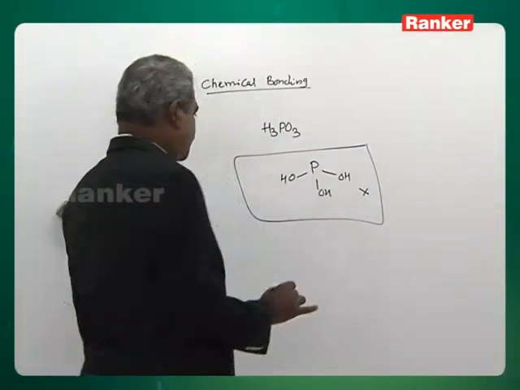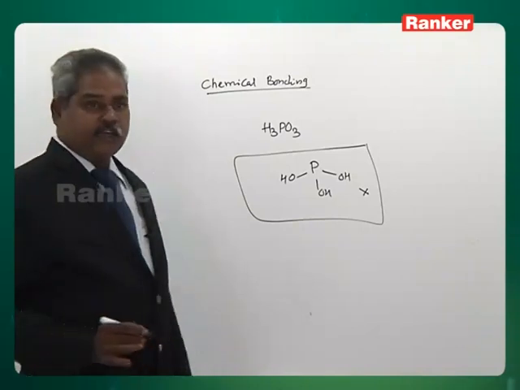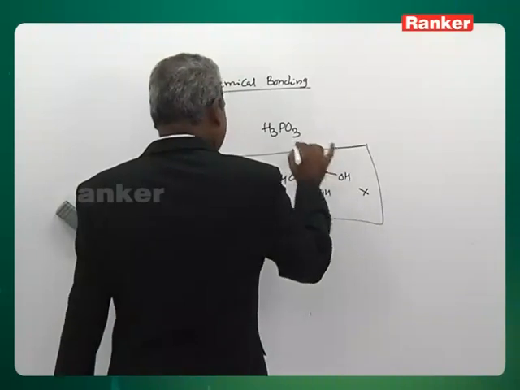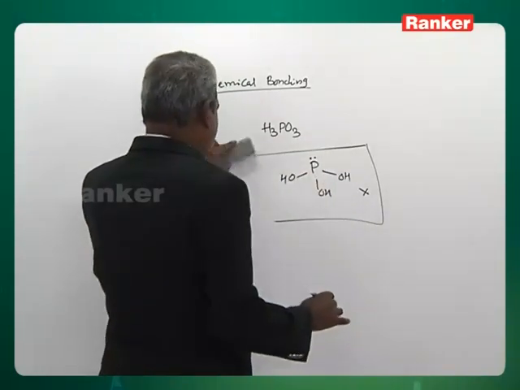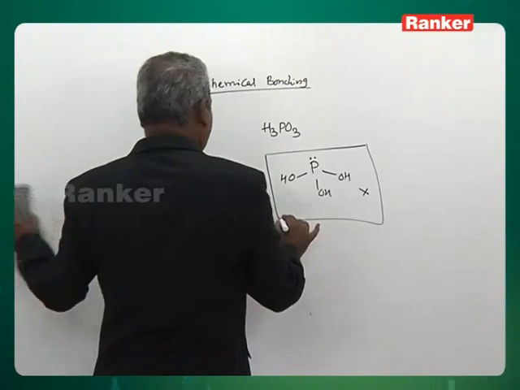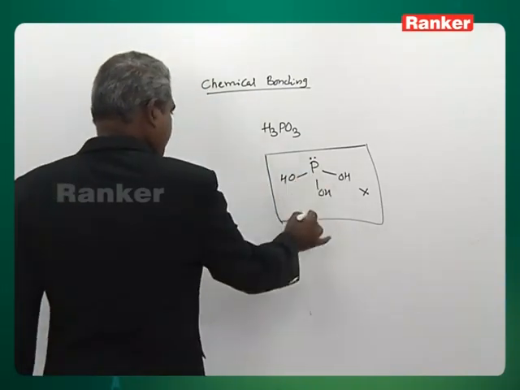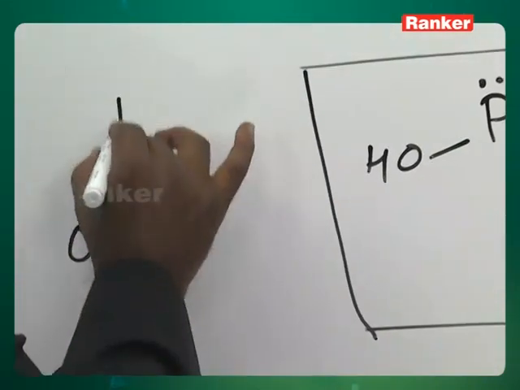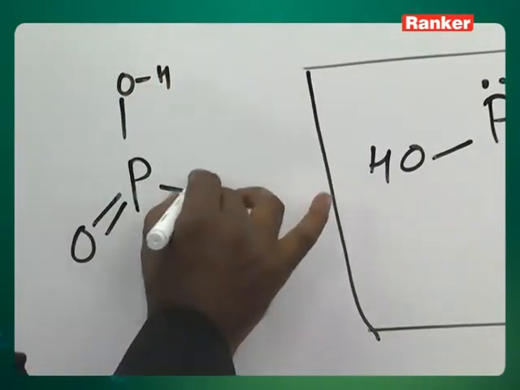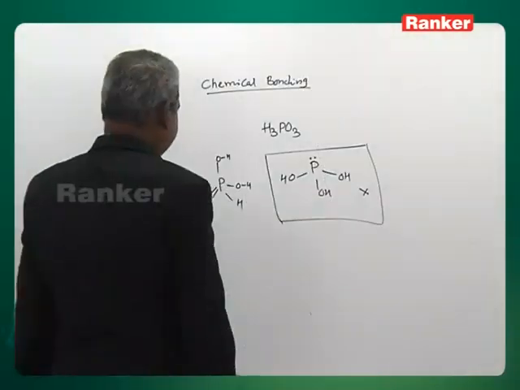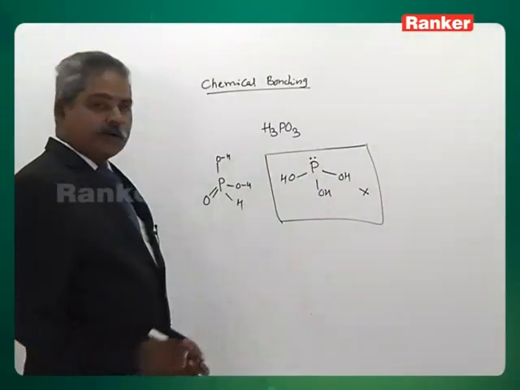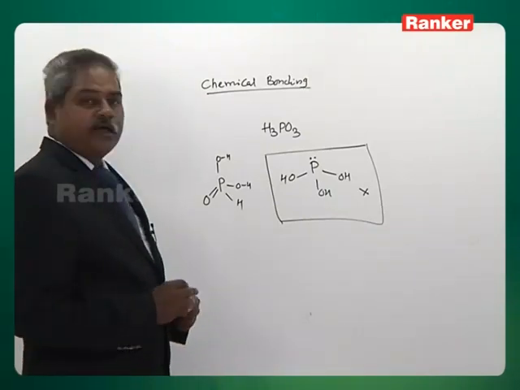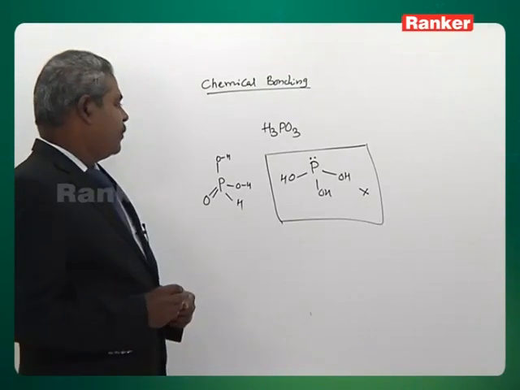But the structure of H3PO3 is not this, because after forming 3 bonds, phosphorus is left with a lone pair, a pair of electrons unused. And to avoid that lone pair, we had an instruction earlier, avoid the lone pairs as far as possible. Therefore, a little change in the structure: P double bond O, OH, OH and H. This is it. So one of the hydrogens is directly bonded to phosphorus, so that phosphorus can have a tetrahedral geometry and it can get rid of its lone pair.